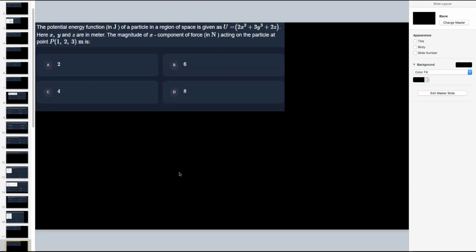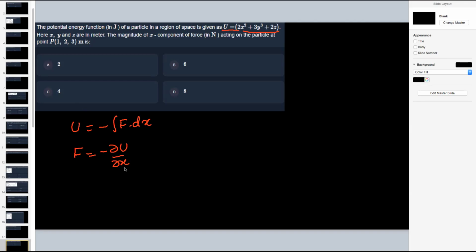The potential energy function of a particle in a region of space is given by U equal to 2x squared plus 3y cubed plus 2z. Find the magnitude of the x component of force acting at point P equal to (1, 2, 3). Now, what is the relation between potential energy and force? You write potential energy is equal to minus F dot dx. Do you remember this? Then what is force? Minus dou u by dou x. This is very important.